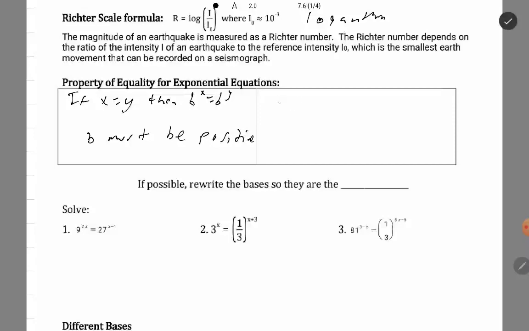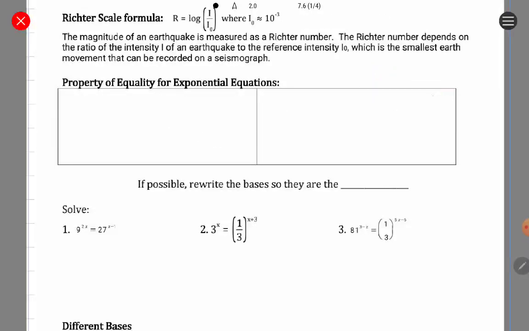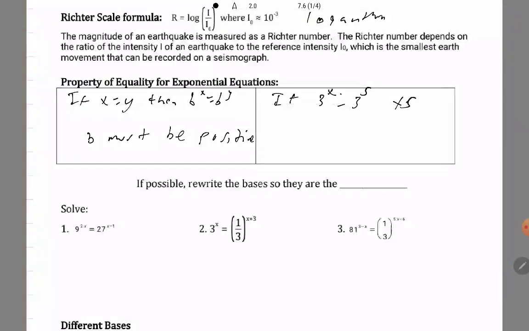So, for example, if we have 3 to the x equals 3 to the 5, I wonder what x is. It's obviously 5. And vice versa, if x equals 5, then obviously 3 to the x equals 3 to the 5. So if possible, rewrite the bases so that they are the same.